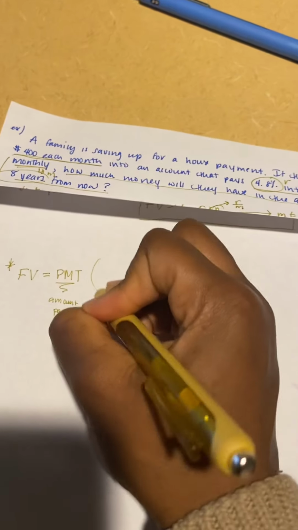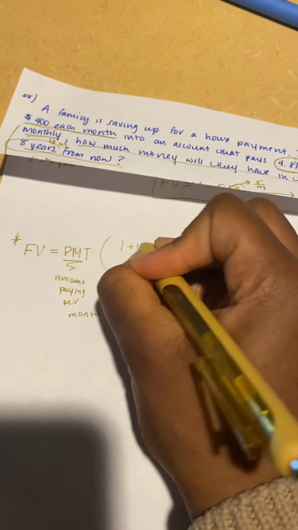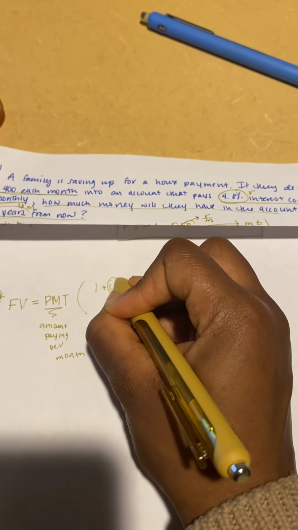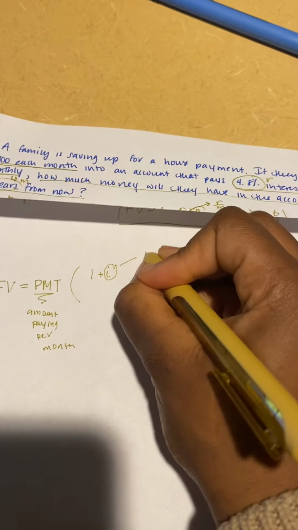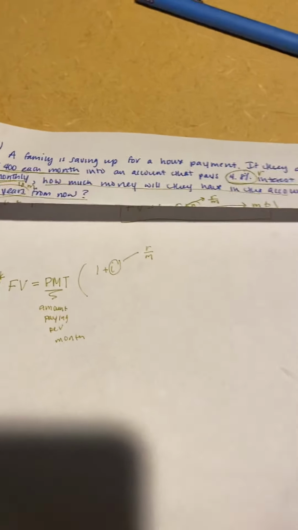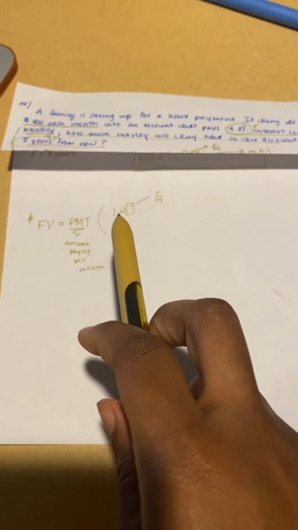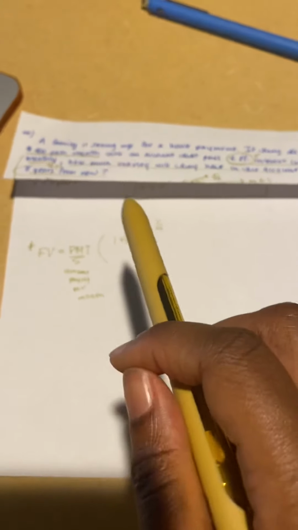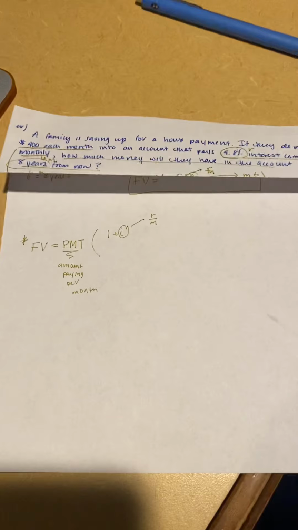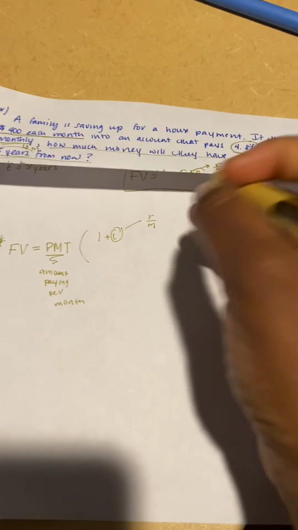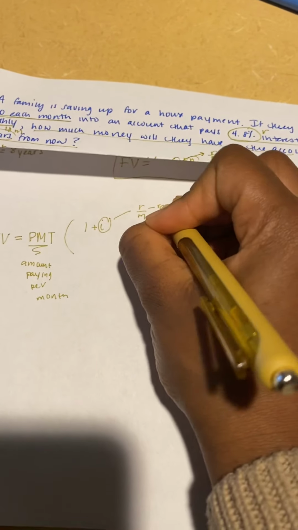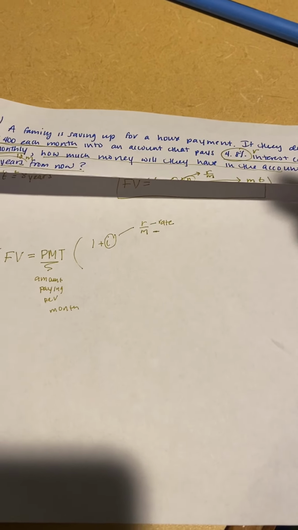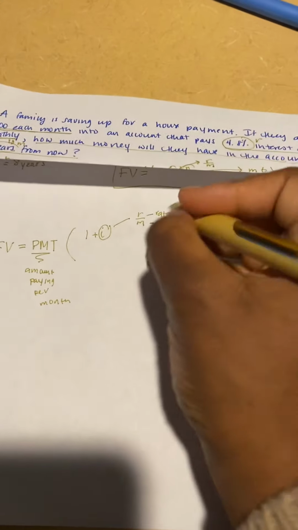And then parentheses 1 plus I, and your I stands for R divided by M. Sometimes you'll see it written as 1 plus R over M or 1 plus I. In all, it means the same thing. It's just a different notation. Your R represents the rate, and your M represents how many times you're paying that rate.